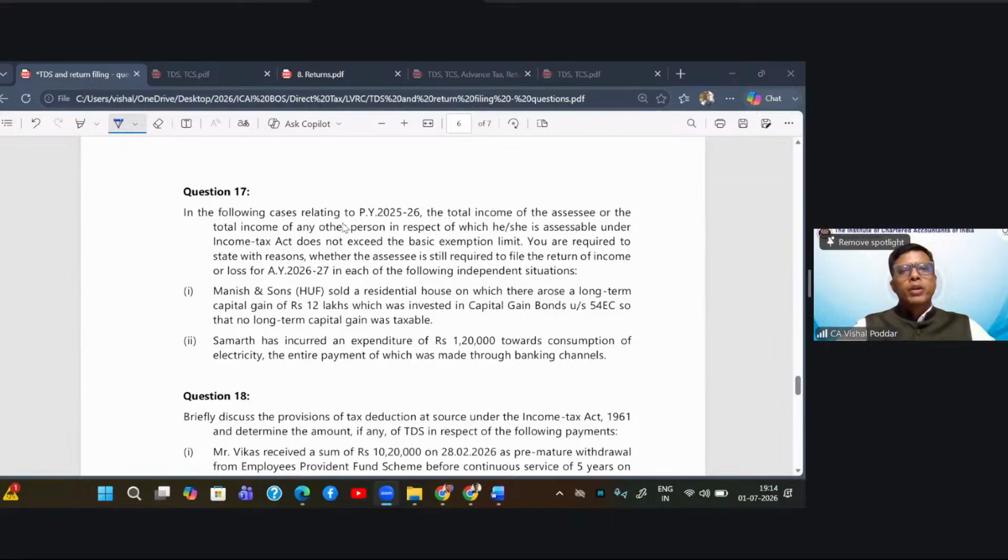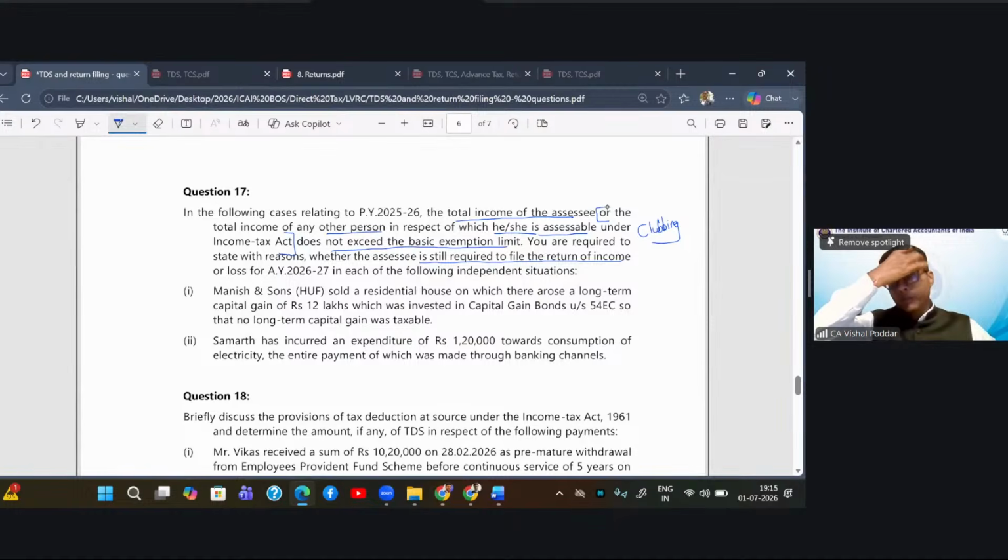Now, in the following cases, the total income of the assessee or the total income of other person in respect of which he is assessable. Now, see, students, don't get confused. What does this mean? This simply means clubbing. So the total income of yourself and the total income of other persons in respect of which you are assessable, which simply means clubbing, the total of both these incomes is not exceeding your basic exemption limit. Now you have to state with reasons whether the assessee is still required to file the returns. So now in this question, we will be trying to answer the question on filing of returns.